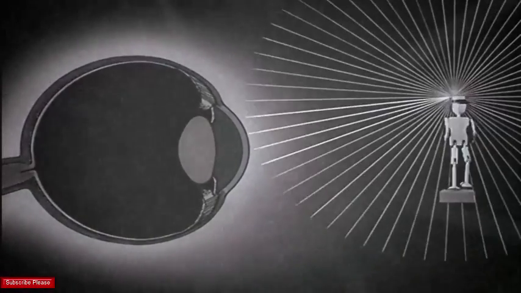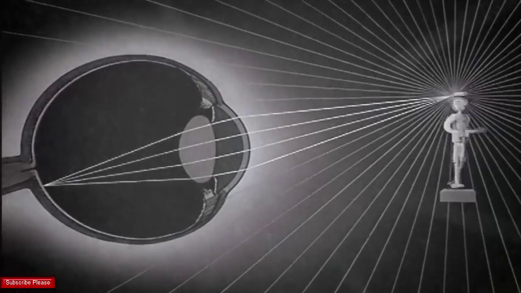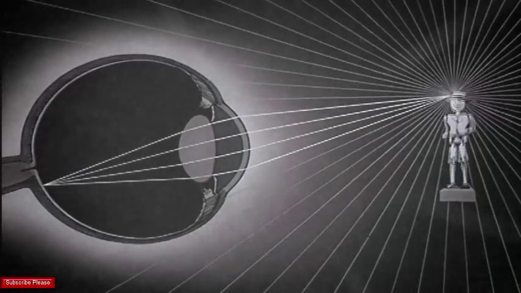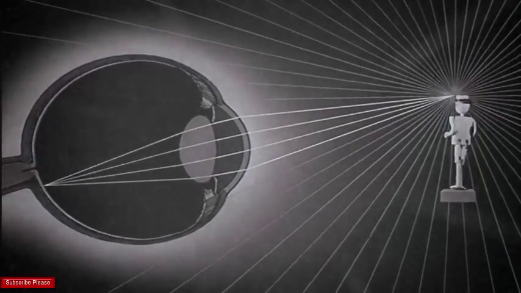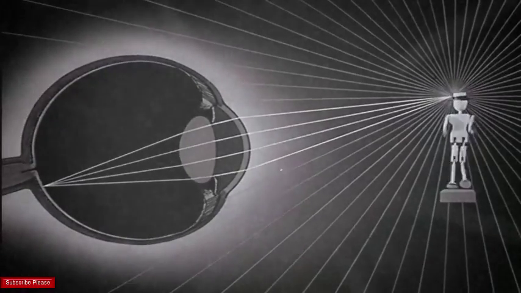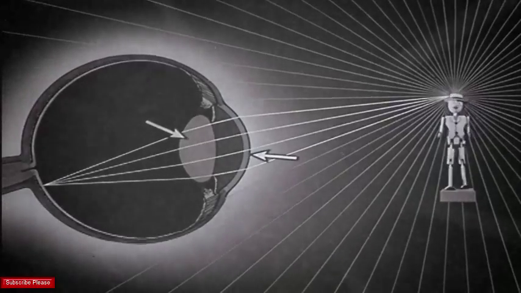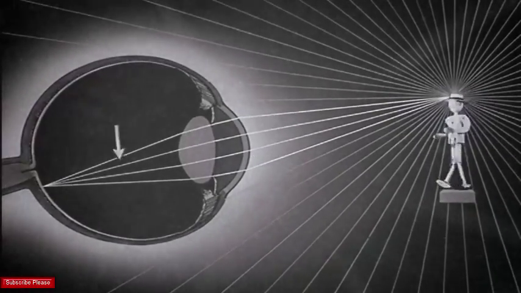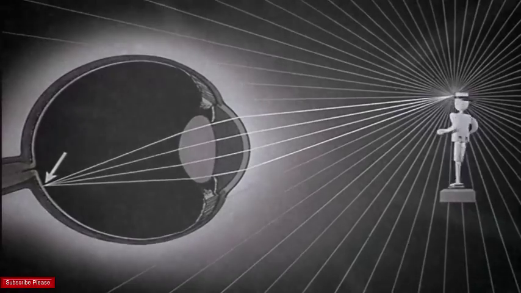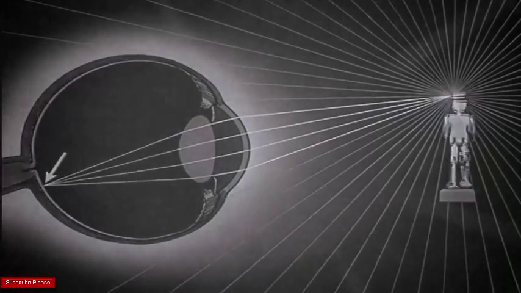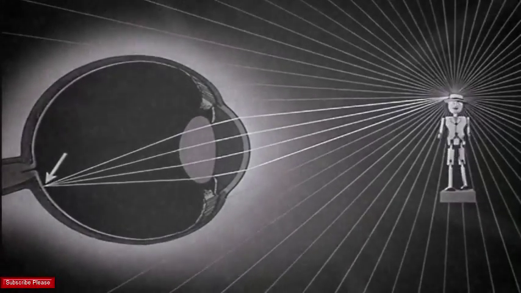From each point on an object, the light is reflected in all directions. All the rays of this reflected light, which are aimed toward the aperture of the eye, are bent by the cornea and lens so that they come to a single point inside the eye. This is what we mean by focusing.